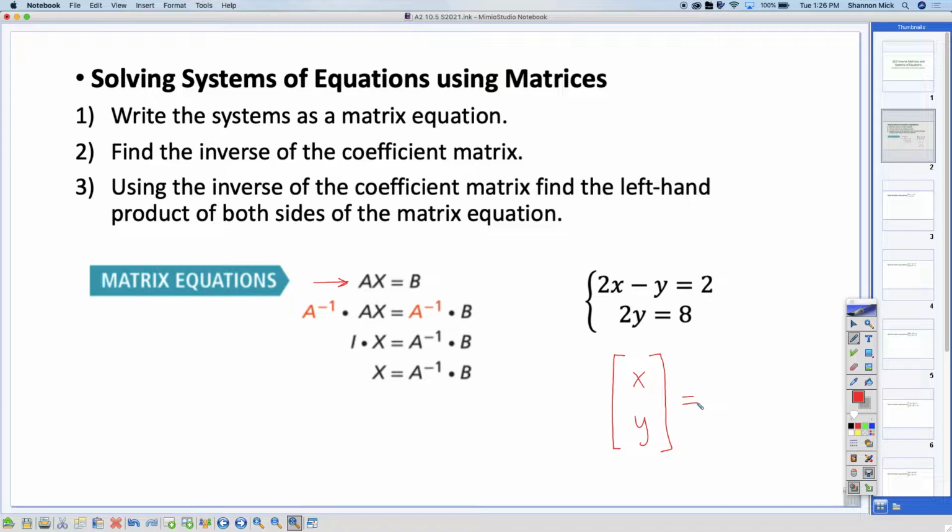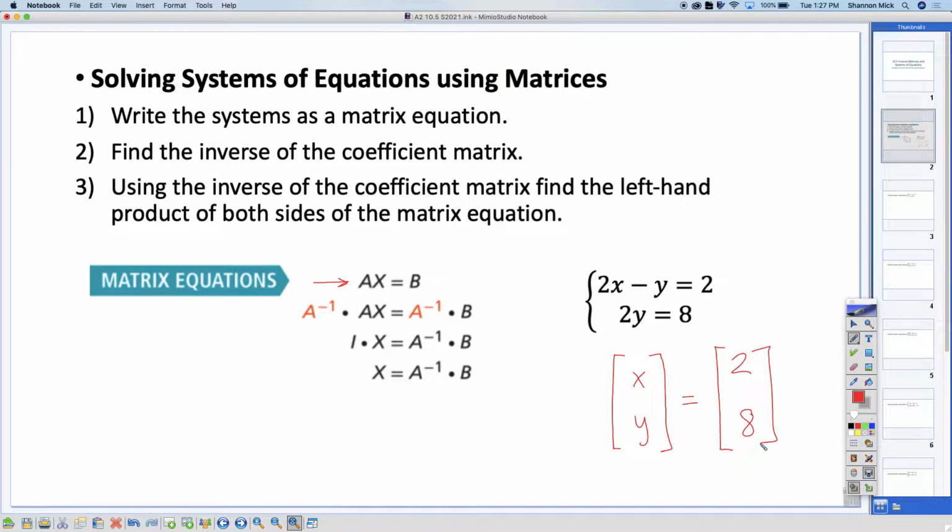Equals B. What are these things? 2 and 8. What are they to the equation? The answers, the solutions. You guys are like, I just said 2 and 8. Okay, so 2 and 8, the solutions. Not so hard.